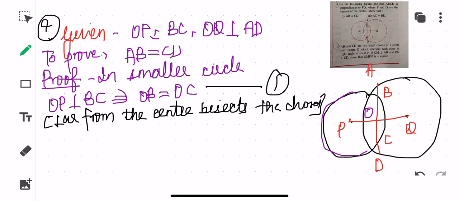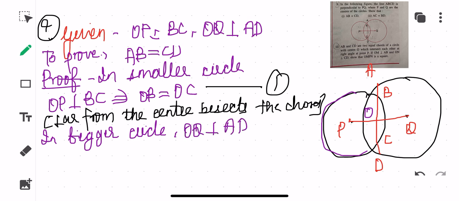Now what you will be writing next, children? You will be writing in bigger circle. So write down in bigger circle. What you will be writing down? In bigger circle we are getting that OQ is perpendicular to AD. So this will imply what? That OA is equal to OD. And the reason is same, children. Perpendicular from the center of the chord bisects the chord. You can just write it down. So this you are going to take as equation number 2.